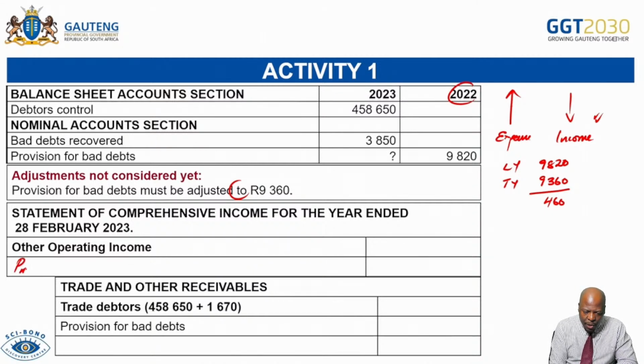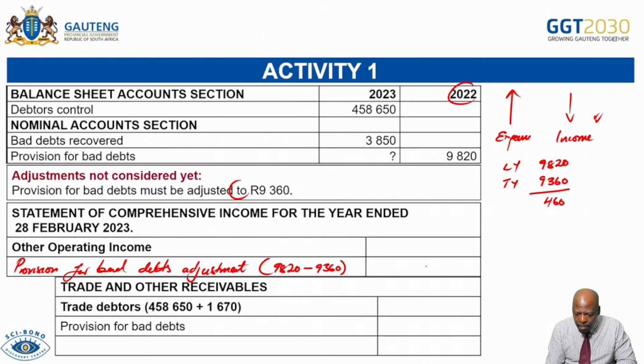So I'm coming here and I'm going to say provision for bad debts adjustment. All right, I open my bracket and it's 9,820 minus 9,360. And then I get my 460. That is income because we have a decrease. And then here I can close this bracket. Remember, I have my 458 and my 1,670. So I'm going to end up with 460,320.